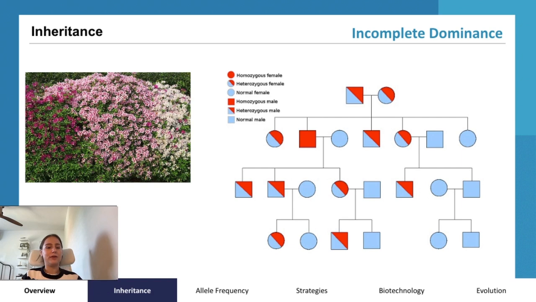It can be observed in various traits among different species. Think, when you breed two dogs together, a blonde dog and a black dog, you will occasionally get brown as your offspring, and that is an example of incomplete dominance.